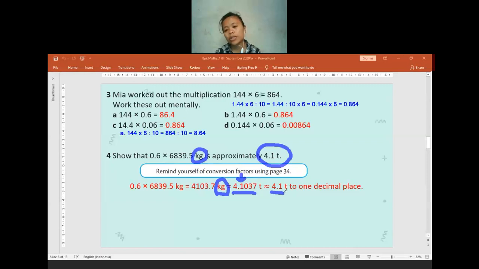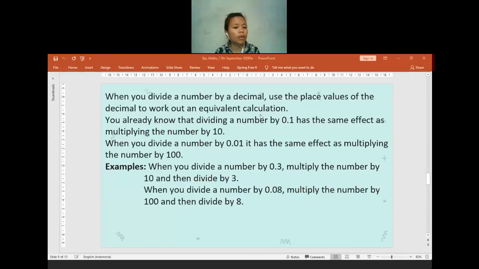Is there anyone having any question for questions 3 and 4? Remember, at exercise 3.1, we already have multiplying and dividing any number by 0.1 and 0.01. When we multiply a number by 0.1, it is the same thing as when we divide the number by 10. If we divide the number by 0.01, it will be the same thing as we multiply it by 100.